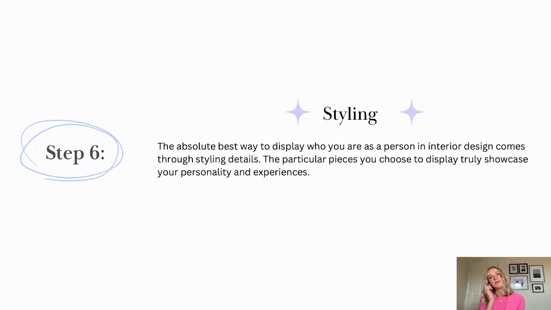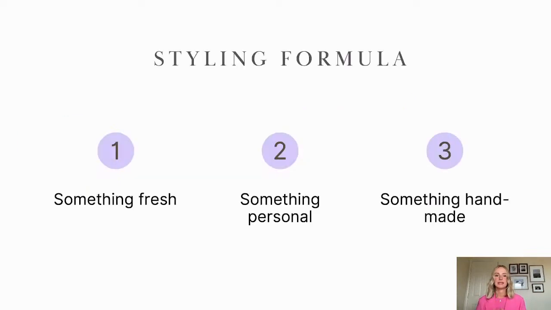Okay, and step number 6 is styling. So the best way to display who you are as a person when it comes to interior design is through those styling details. And I wanted to share with you guys a styling formula that's a no fail. It works every single time. It brings so much dynamic and character into the space.